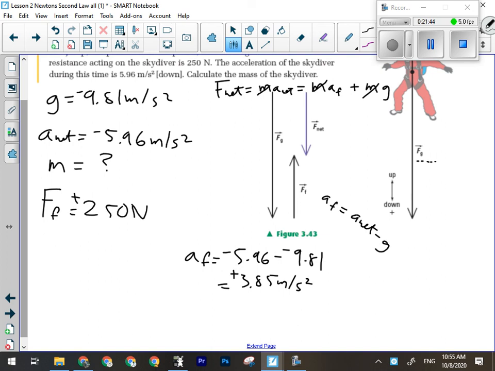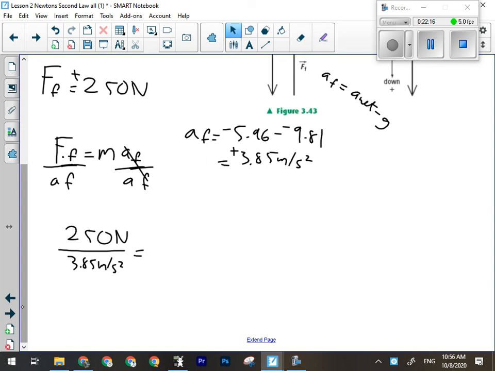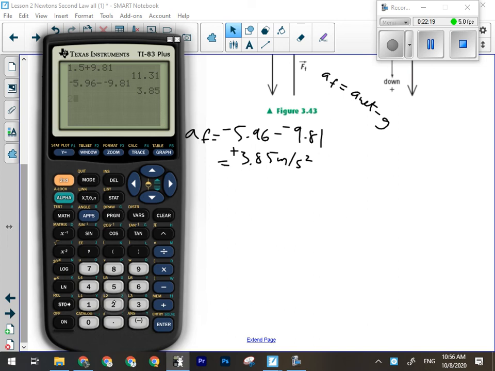Now that I know that, I can go back to this. The force of friction equals the mass of the skydiver times the acceleration due to friction. I already know this number is 250 newtons, and I now calculated this number to be 3.85, so now I can calculate the mass of the skydiver by dividing both sides by the acceleration I just calculated. So we'll have 250 newtons divided by 3.85 meters per second squared. So kilogram meters per second squared divided by meters per second squared, we're left with kilograms. That's the units for mass. So 250 divided by our answer gives me the skydiver's mass to be 65 kilograms.